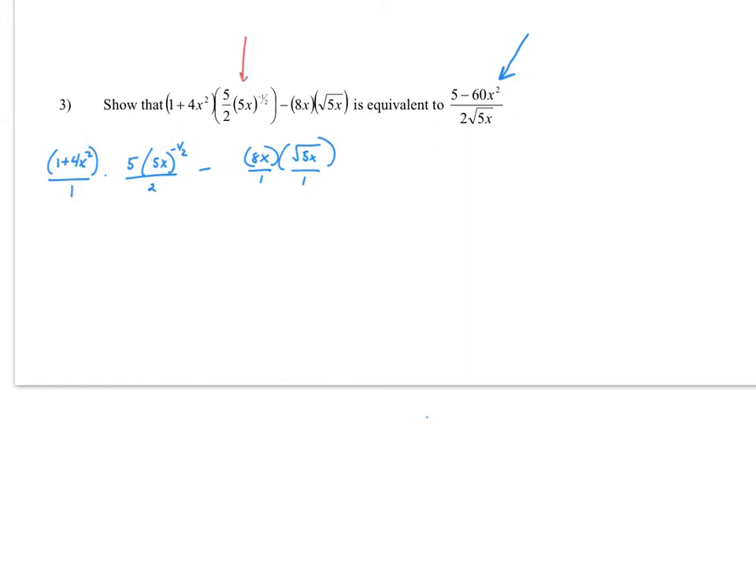That is equivalent to 5 times 5x to the negative 1/2 divided by 2. And that's because we have 5x to the negative 1/2 over 1. Okay, we need to rewrite this negative exponent. So bring it to the denominator and make the exponent positive. That means we have 1 plus 4x squared divided by 1 times 5 divided by 2, we have times 5x to the 1/2 power. We're still subtracting all of this stuff over here.